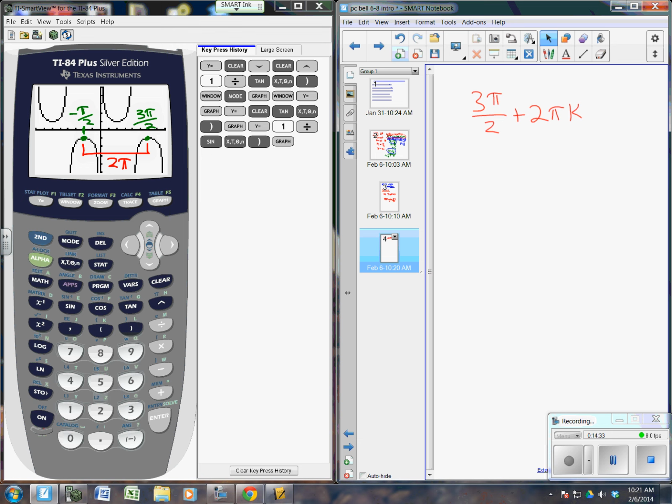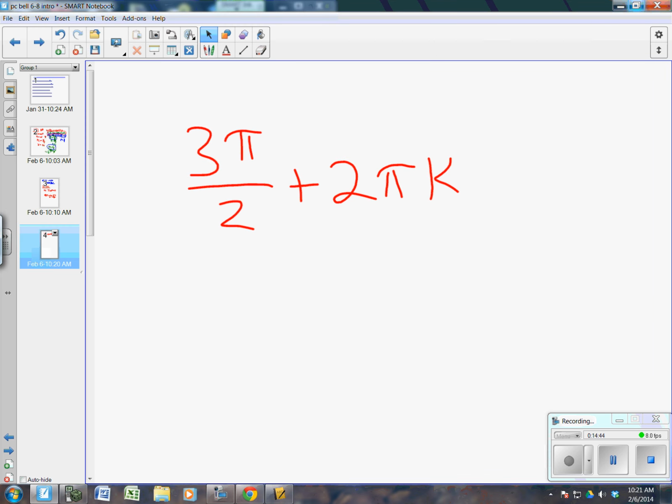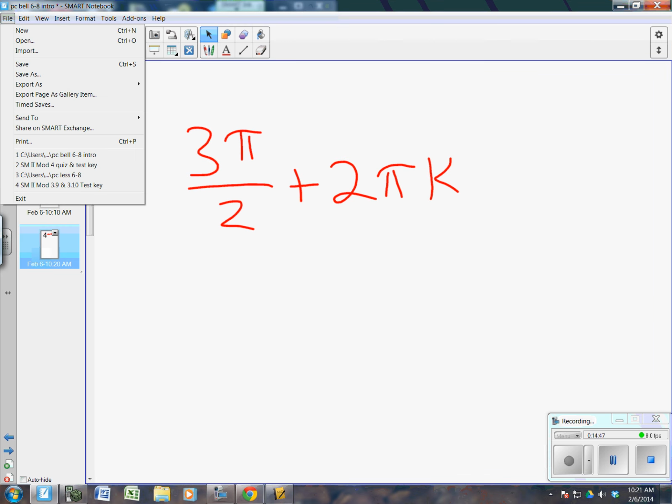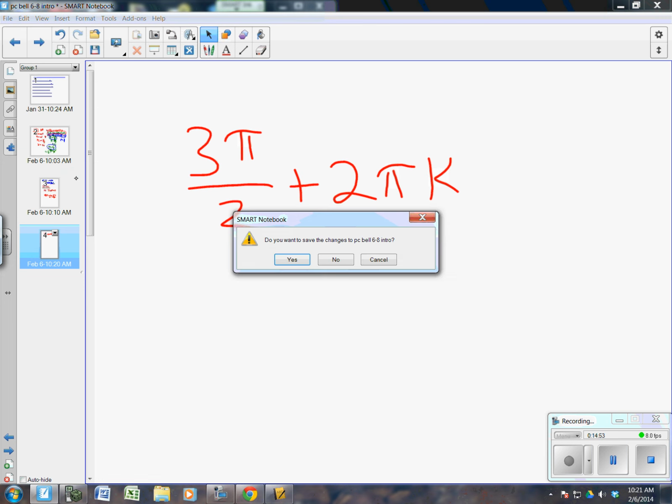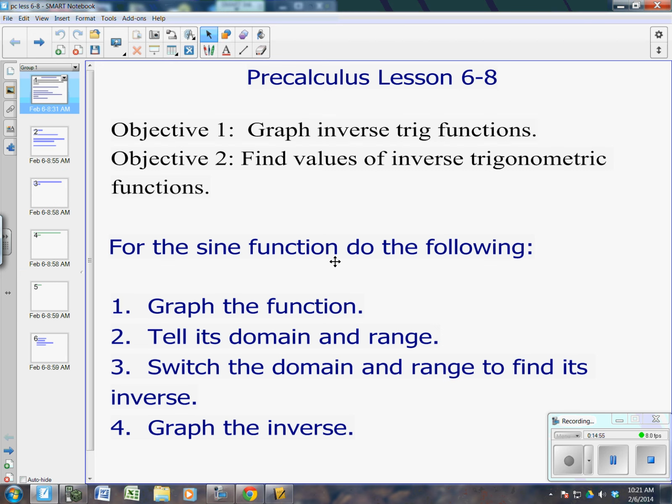Okay, we're going to move on to the assignment. We talked about inverses today. The objective is to graph inverse functions and to find values of inverse trig functions. Now, we've kind of already done this, you guys. We have been doing this.